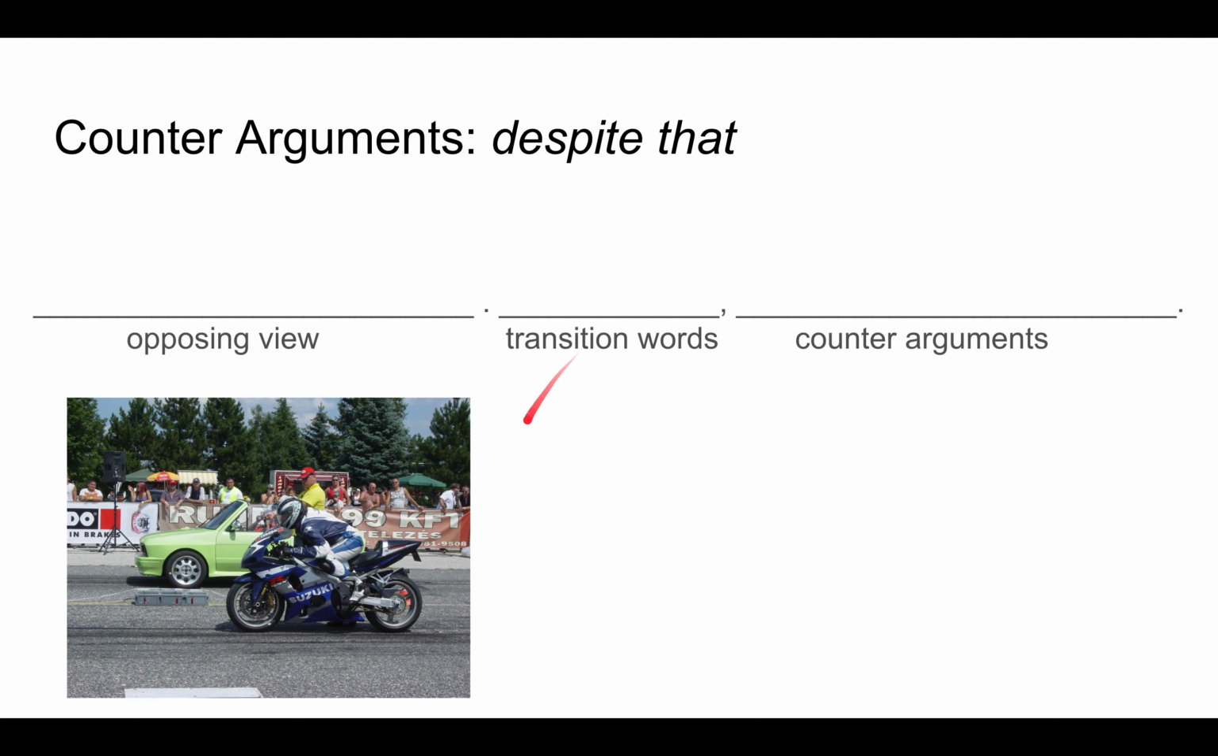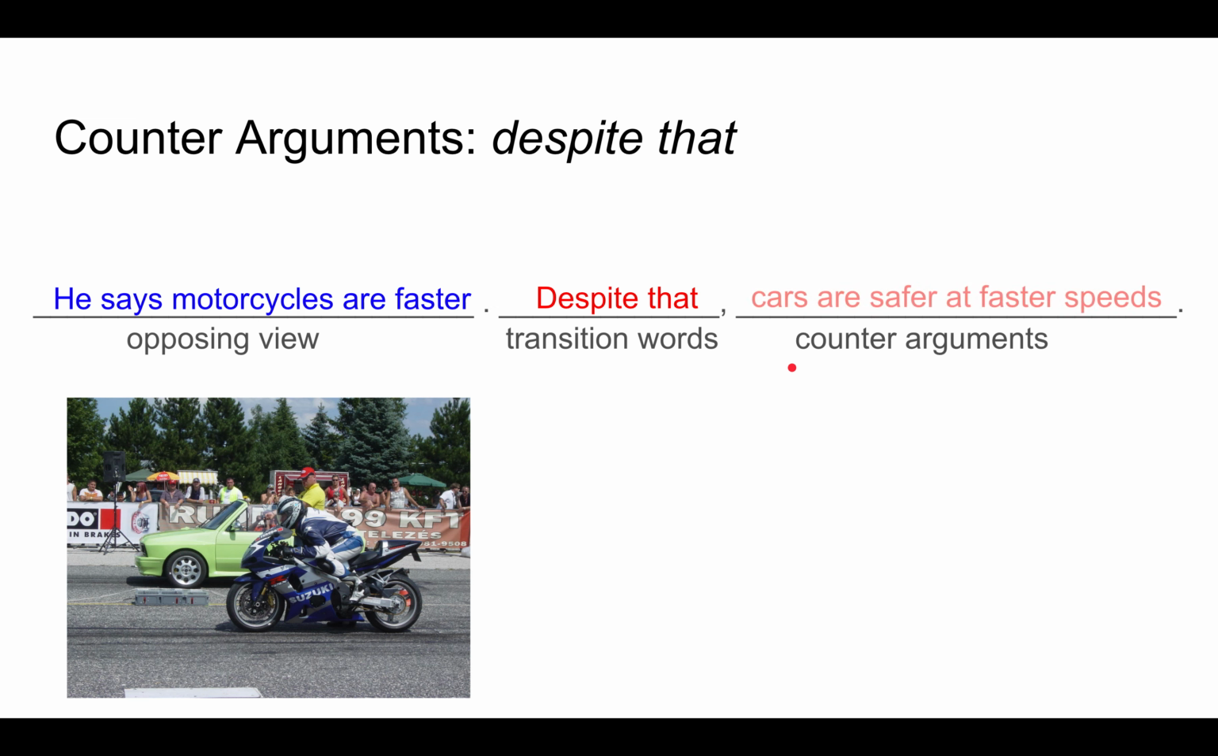Despite that. Again, I'm arguing with my friend. What's better? Are cars better or motorcycles? I know cars are better, but my friend thinks motorcycles are better because they are faster. I want to argue against that. So, first, I introduce the opposing view. He says motorcycles are faster. I signal that I am going to make a counter argument by using a transition word. Despite that, then I give my counter argument. Cars are safer at faster speeds.